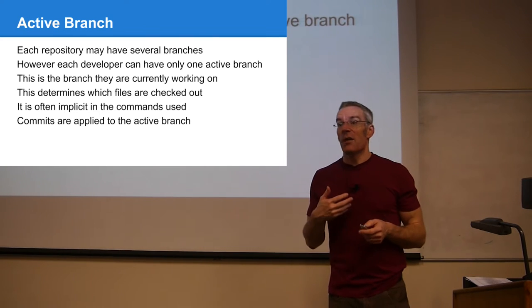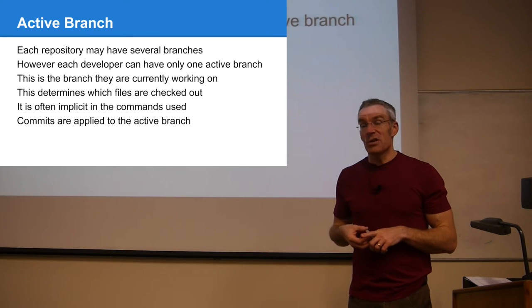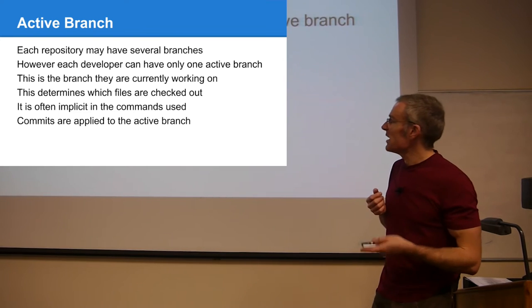That makes sense. And when you do a Git diff, as we'll talk about later, if you don't specify which branch, it assumes it's the active branch. So it's a very important concept to understand.